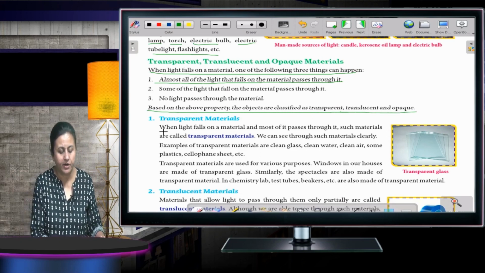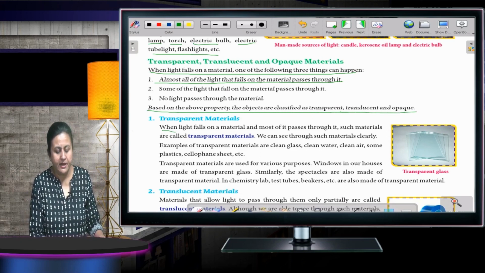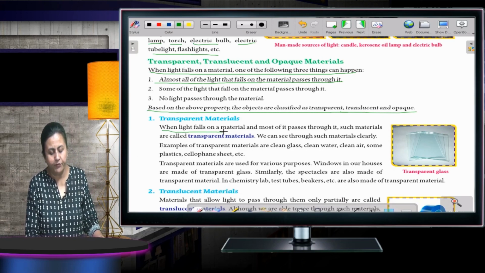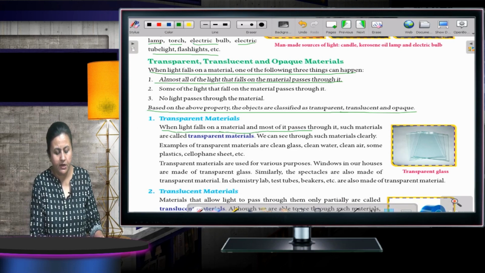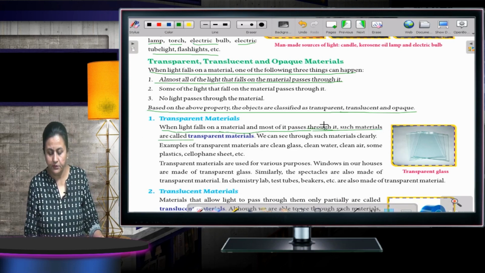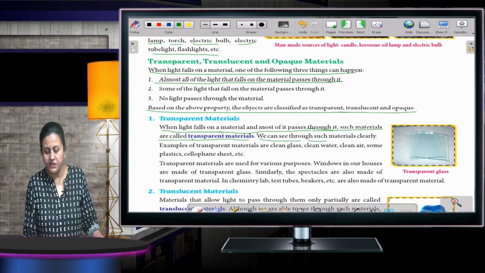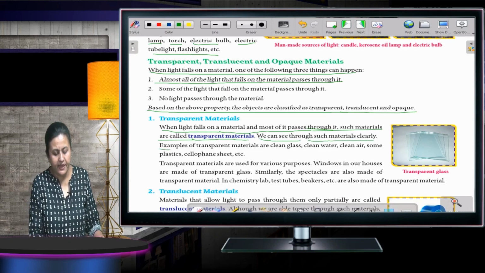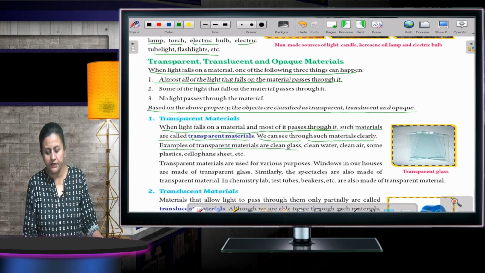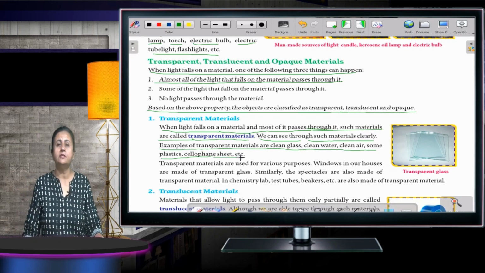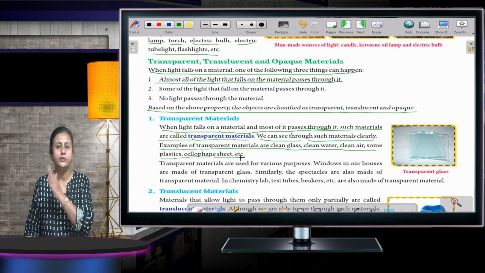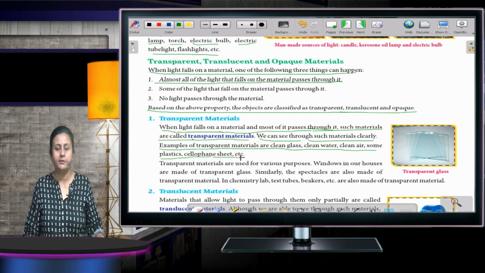If I talk about transparent objects, when light falls on a material and most of it passes through it, such materials are called transparent materials. We can see through such materials clearly. Examples of transparent materials are clean glass, clean water, clean air, some plastic, cellophane sheet, etc. The materials which allow maximum light to pass through them are known as transparent materials.